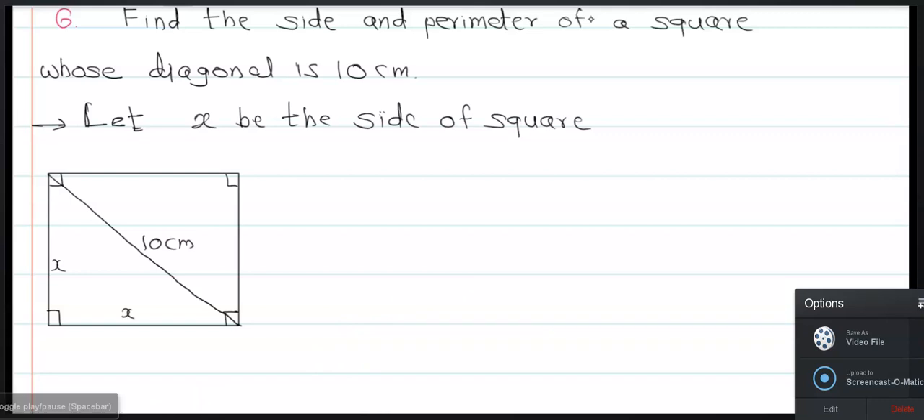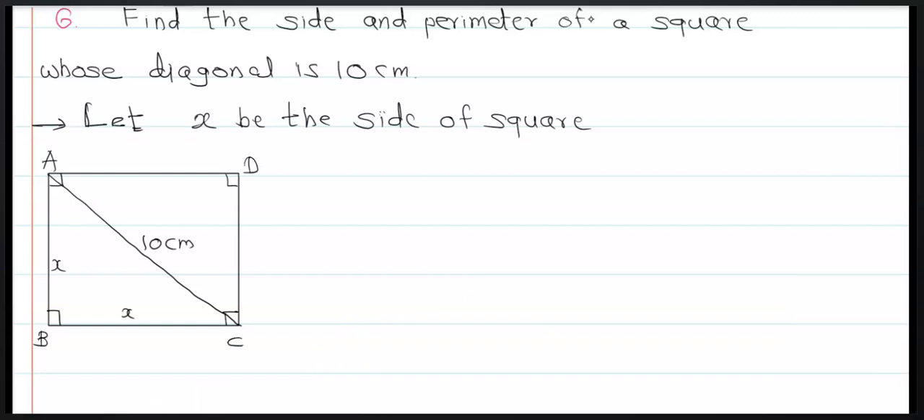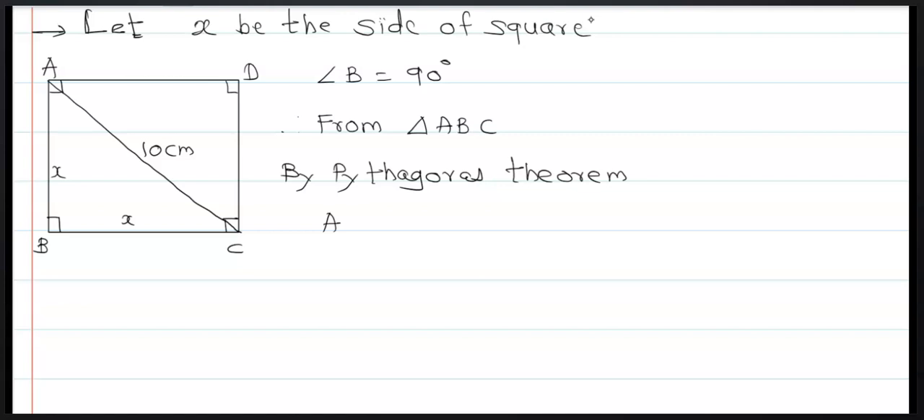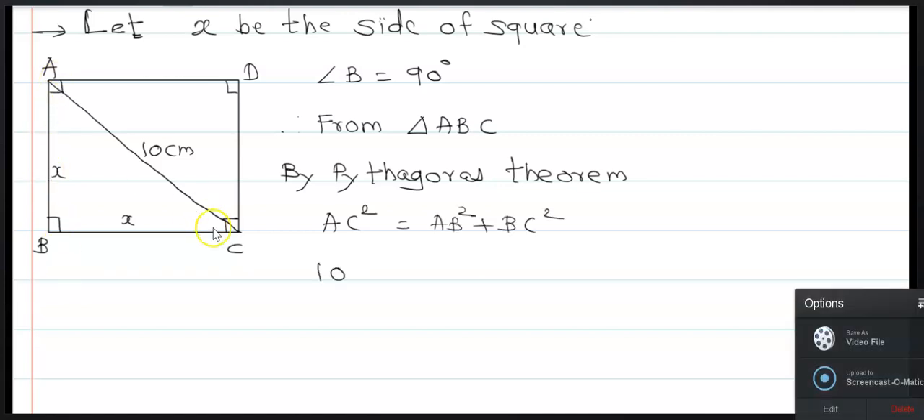This is the answer. But see how the calculations are. A, B, C, D. Measure of angle B is 90 degrees. From the triangle ABC, by Pythagoras theorem, AC square is equal to AB square plus BC square. This is the formula. We know the value of AC, that is the diagonal is given. And AB is x square plus x square.